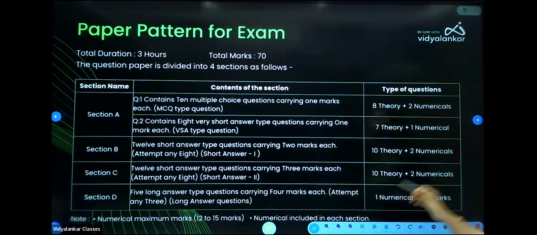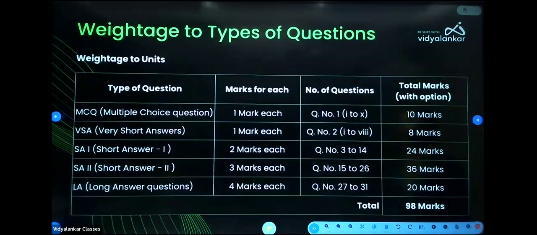So in the overall question paper, numericals are included in each of the sections, and the maximum marks given to the numericals are 12 to 15 marks. So this is about our paper pattern for chemistry. Now let us go with the weightage to the types of questions.